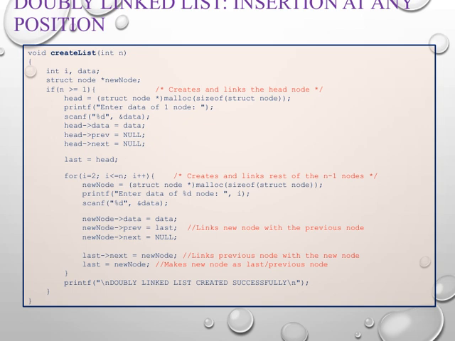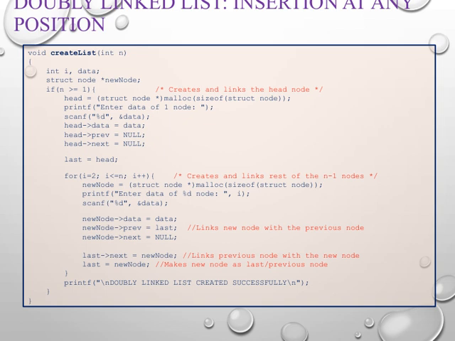We also initialize the head's previous pointer to null because it's the first node, and the next pointer to null initially. Next, we set a pointer called last to keep track of the last node in the list, starting with the head. Now, we enter a loop that runs from 2 up to n to create the remaining nodes.